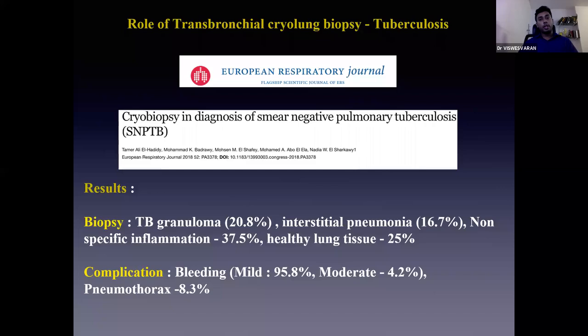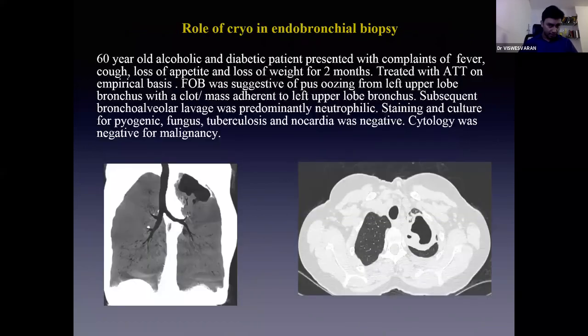As for the role of cryolung biopsy in tuberculosis, there was a study published in ERJ about the role of cryobiopsy in diagnosis of smear-negative pulmonary tuberculosis. It was found that in the biopsy, TB granuloma was seen in 20.8%, interstitial pneumonia in 16.7%, non-specific inflammation in 37.5%, and healthy lung tissue in 25%. The complications included bleeding, which was mild in 95.8% and moderate in 4.2%, and pneumothorax in 8.3%. This is just to show how cryo can also help in ruling out other diagnoses.